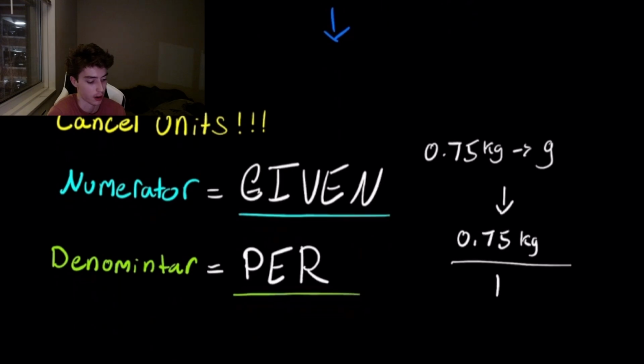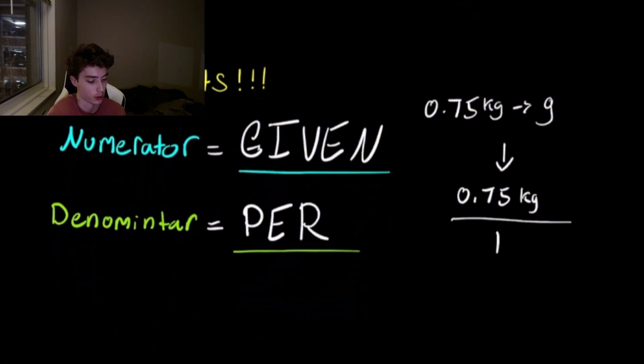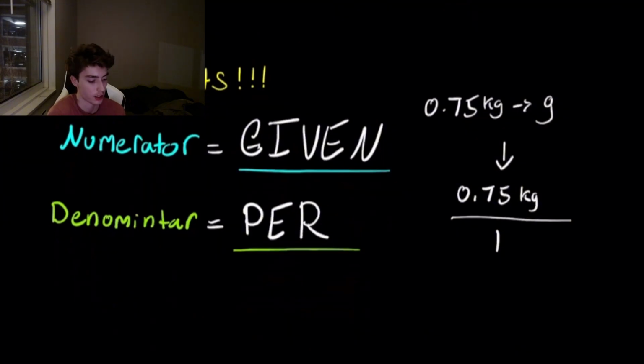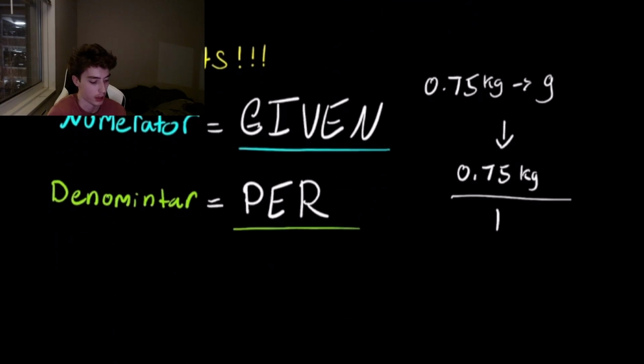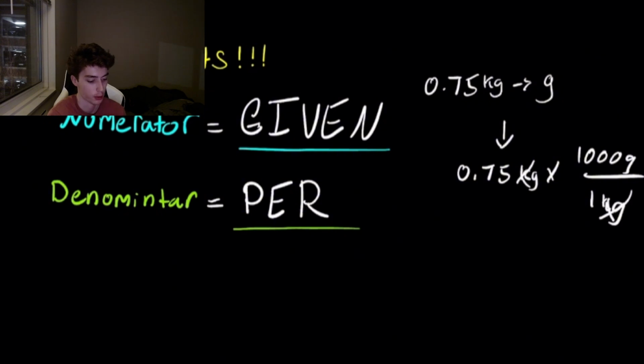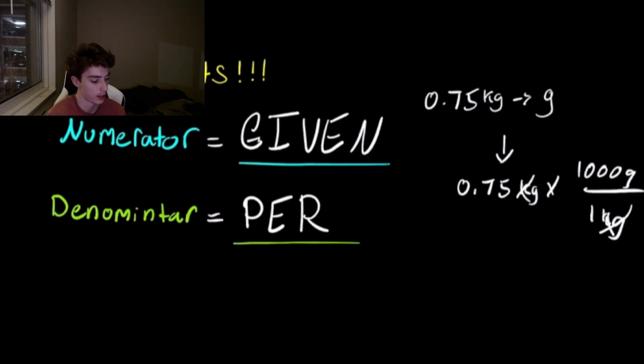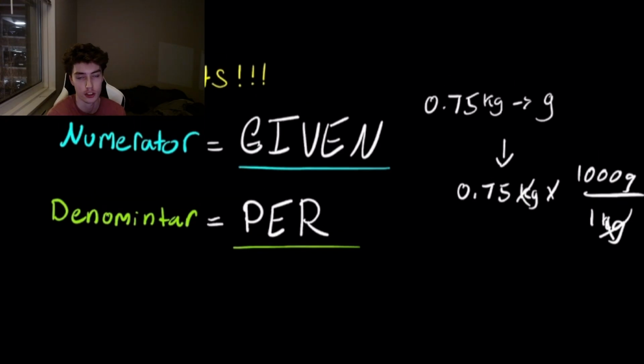The way that I write this out, if I'm given 0.75 kilograms, for example, I would write that as the numerator because that's what's given. And the denominator is per whatever I'm looking for, right? So most people will write this out as 0.75 kilograms, and if we're trying to convert it to grams, I would just do times 1,000 grams per 1 kilogram. Then these cancel out, so I multiply 0.75 times 1,000, and that is 750, right? So the given is the numerator, and whatever you're solving for, whatever it's per, is the denominator.